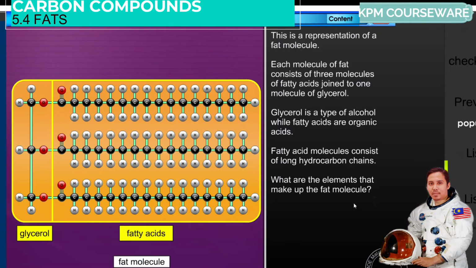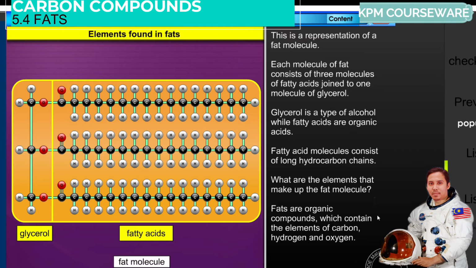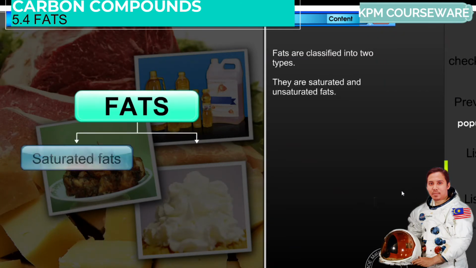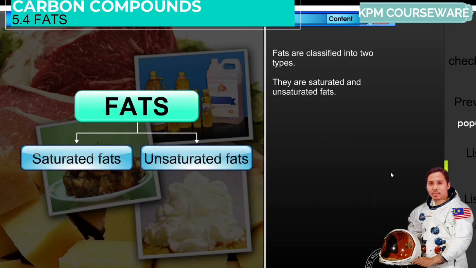What are the elements that make up the fat molecule? Fats are organic compounds which contain the elements of carbon, hydrogen, and oxygen. Fats are classified into 2 types. They are saturated and unsaturated fats. Click on saturated fats and unsaturated fats to know more about it.